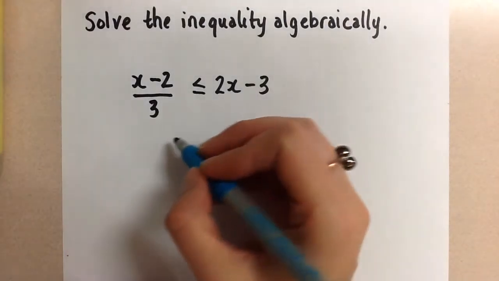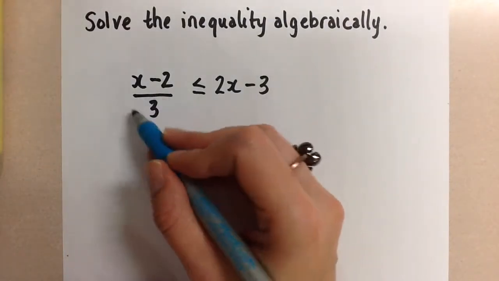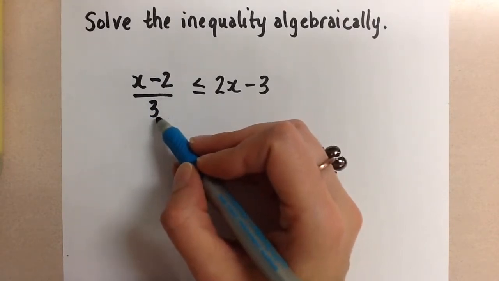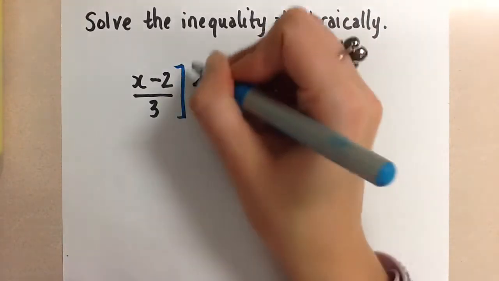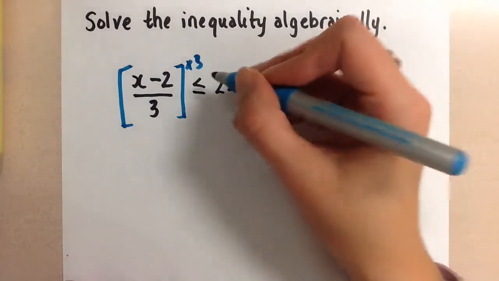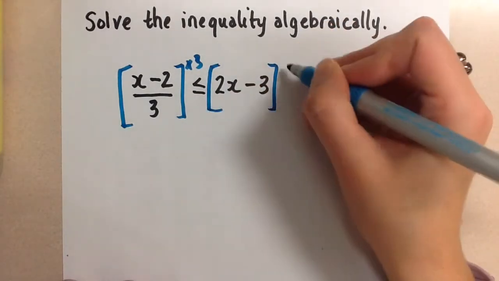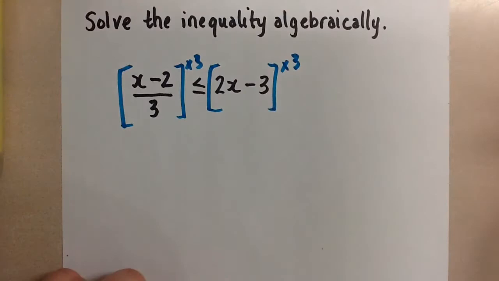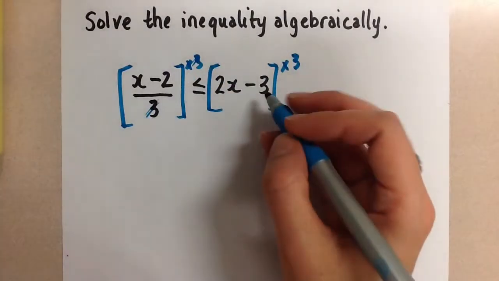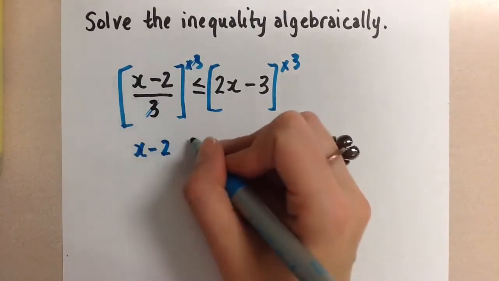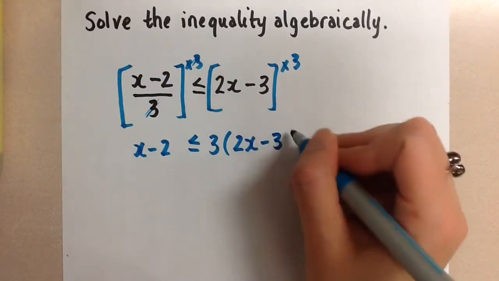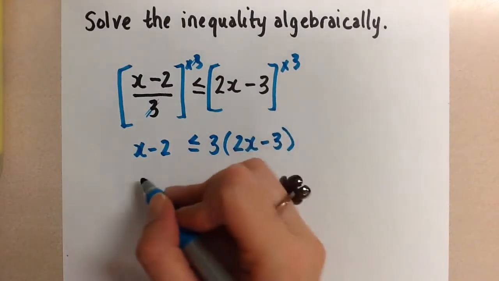So here we want to get rid of that denominator because we want to get rid of the fraction. So here is a divided by 3. We're going to multiply both sides by 3, and if this was a double inequality with 3 sections, then you would multiply every section by 3. So you just have to keep in mind what you do to one side, you do to the other. So then these cancel, and we're left with x minus 2 is less than or equal to 3 times 2x minus 3. So now let's distribute this 3 to simplify.